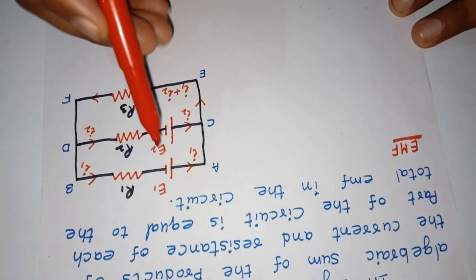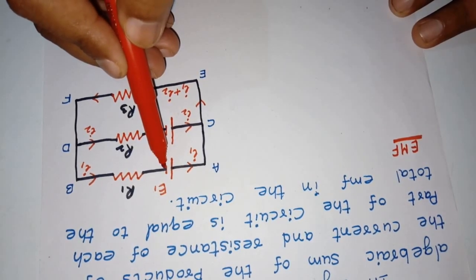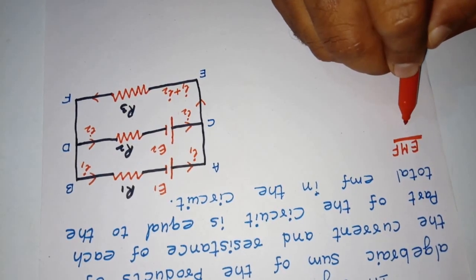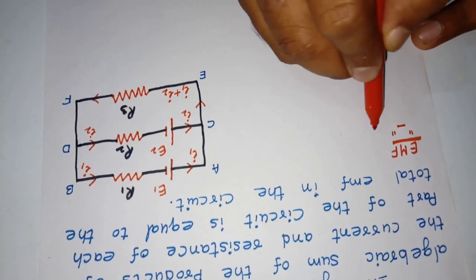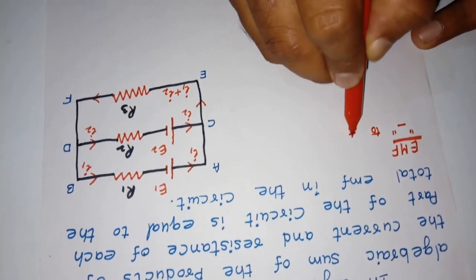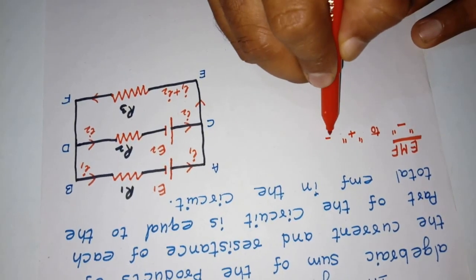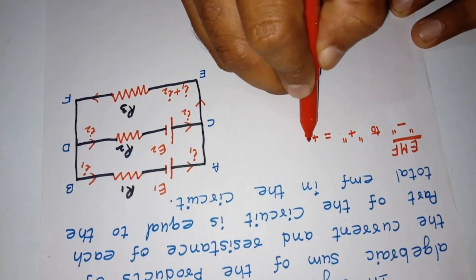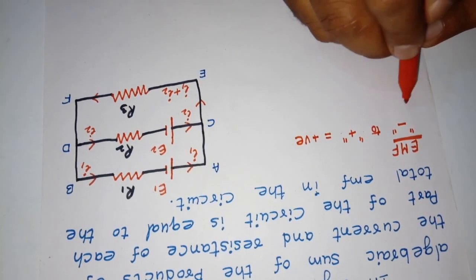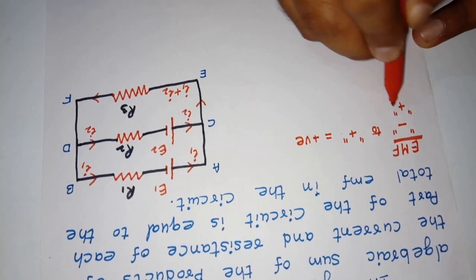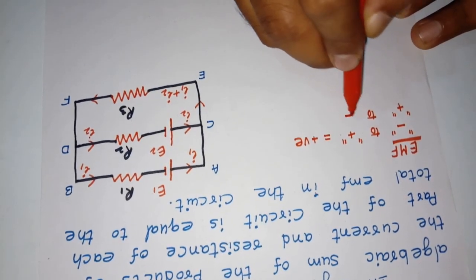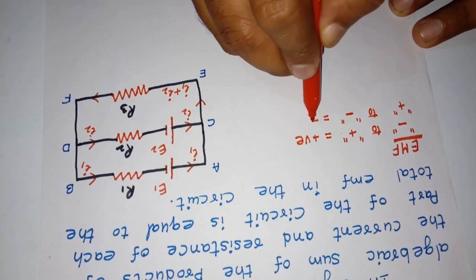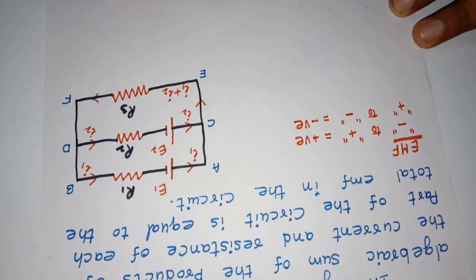For example, when we are moving from the negative terminal to the positive terminal, in these type of cases, the EMF of the battery will be taken as positive. And when we are moving from the positive terminal to the negative terminal, in these type of cases, we take the EMF of the battery as negative.